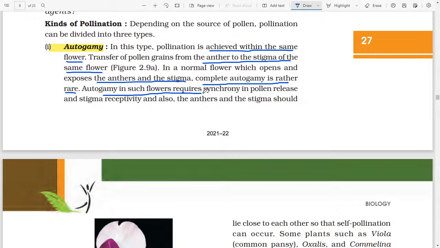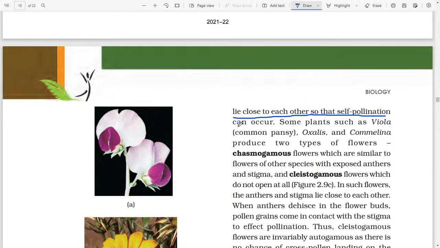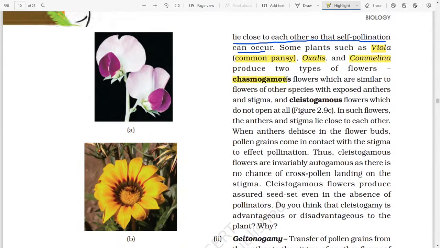Autogamy in such flowers requires synchrony in pollen release and stigma receptivity, and also the anther and the stigma should lie close to each other so that self-pollination can occur. Some plants such as Viola, which is also known as common pansy, Oxalis, and Commelina, produce two types of flowers. One is chasmogamous flowers, which are similar to flowers of other species with exposed anther and stigma, and cleistogamous flowers, which do not open at all.